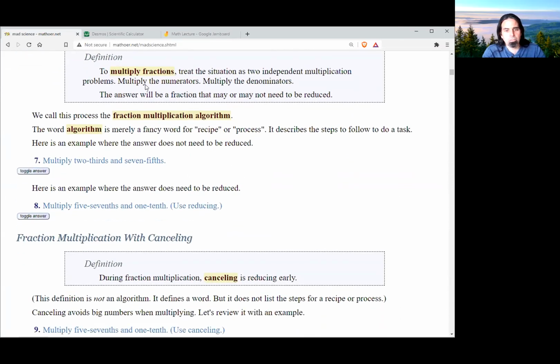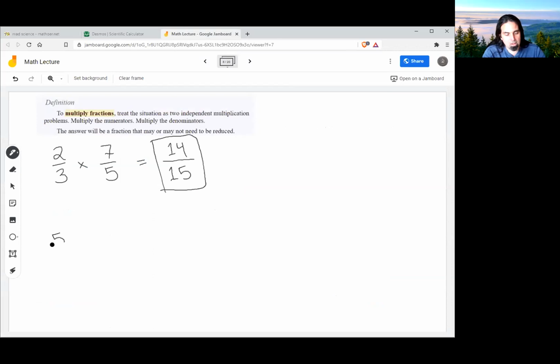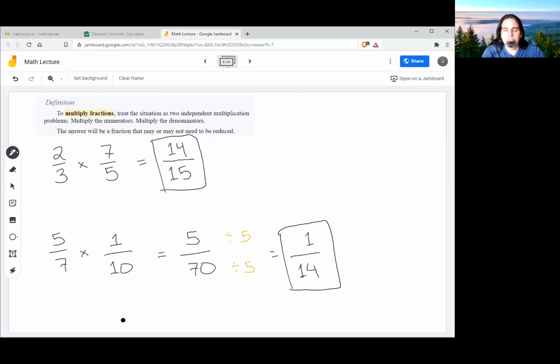Okay. How about 5/7 and a 10th? 5 times 1 is 5. 7 times 10 is 70. That one I'm not done yet. I can divide by 5, top and bottom. If I had 50, that would be 10 5s. And then the other 20 is 4 more 5s, so 14. I think my mental math is okay. Okay, so far so good.